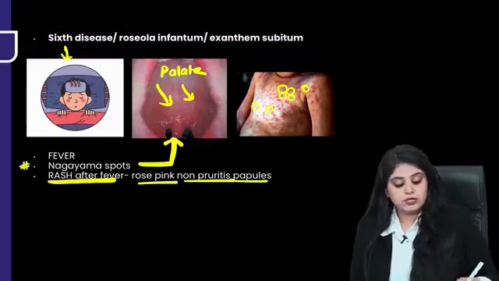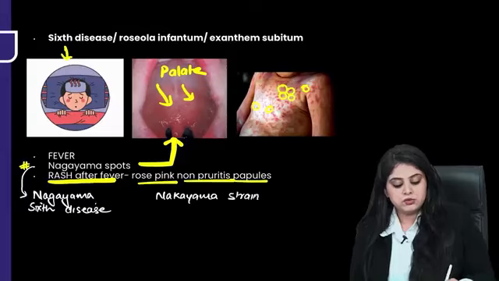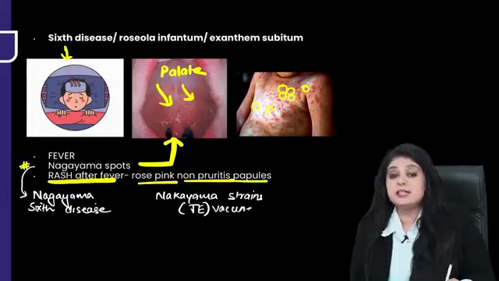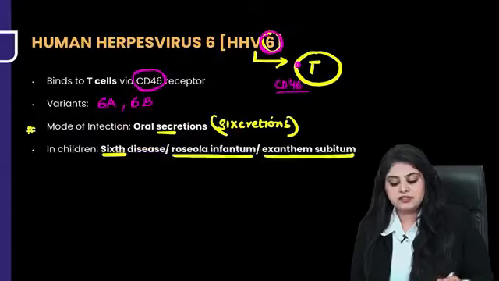I hope you're not getting confused. There is something called Nagayama, which I am seeing over here in the sixth disease. And very shortly in the RNA viruses, I will teach you something called Nakayama strain. Nakayama strain is something that we use in the vaccine of Japanese encephalitis. So that is totally different. Don't get confused between them. Okay, that is about human herpes virus 6.